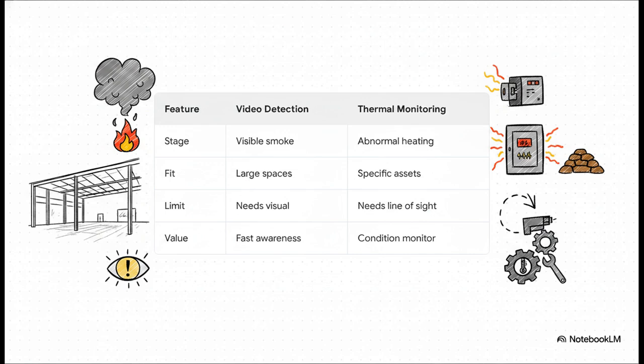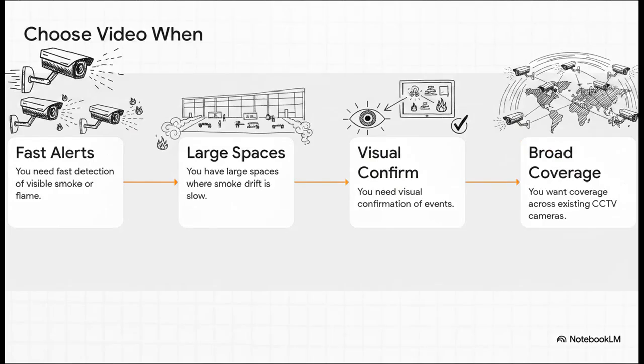Just remember the limitations. One absolutely needs visual evidence of the smoke or flame, and the other absolutely needs a direct line of sight to the hot surface itself. So, practically speaking, when do you opt for video detection? Well, choose it when you need the fastest possible detection of a visible event in massive spaces where smoke drift is just too slow. It is 100% the right choice when your team demands immediate visual confirmation on a monitor before rolling fire trucks. And honestly, it's highly efficient if you want to leverage the existing CCTV camera network your facility already owns and maintains.